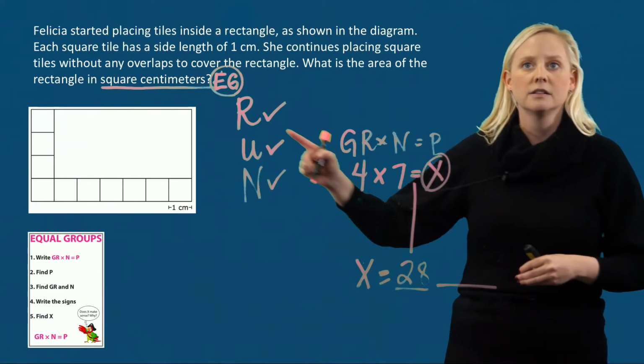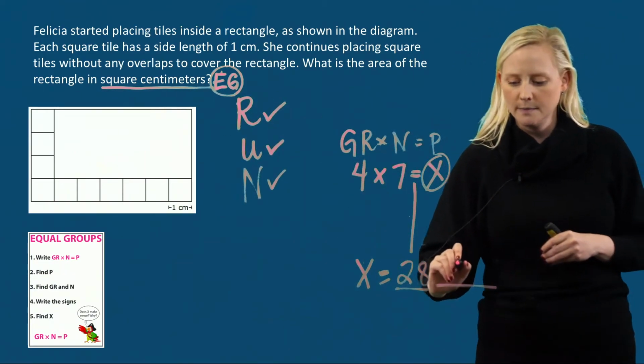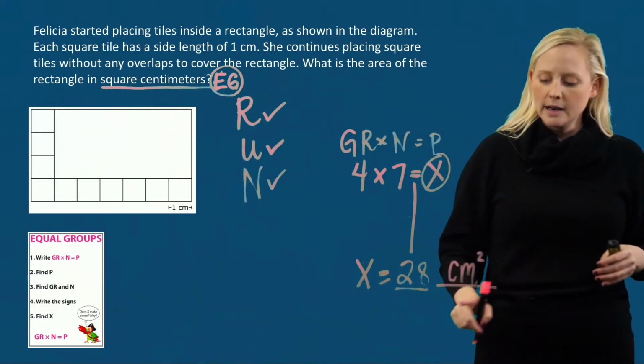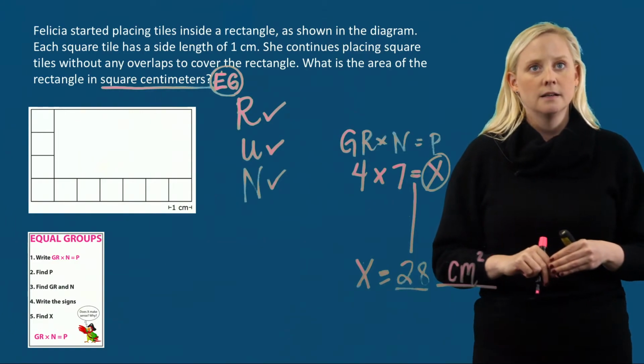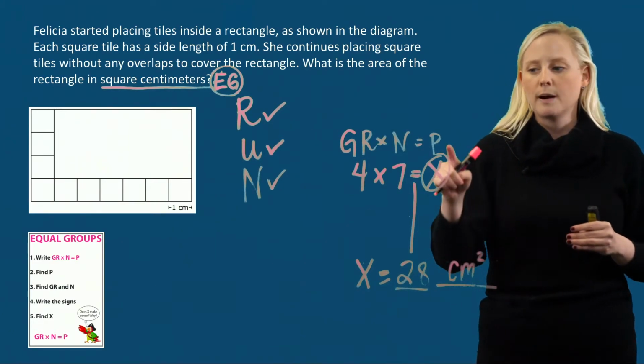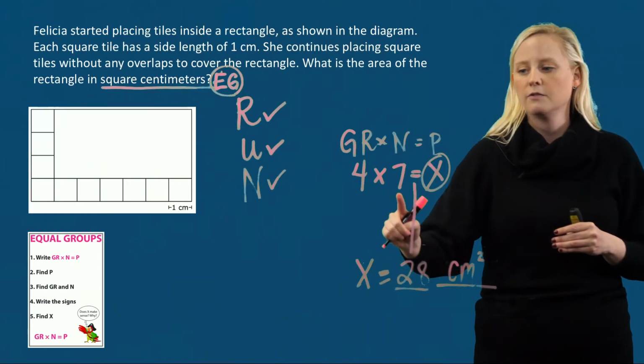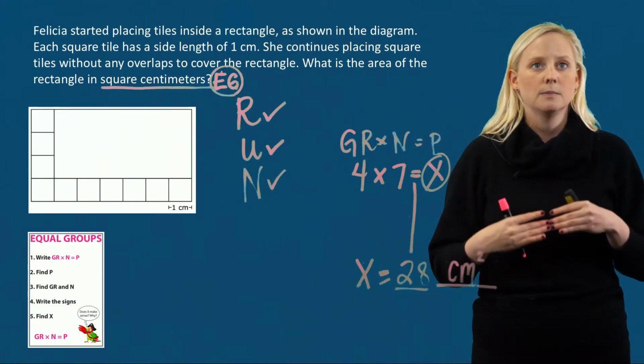My label, I can look to see what I underlined. It says square centimeters. I'm going to write cm squared. Now I know my answer makes sense because in an equal groups problem, the product is always greater than both of the numbers. Here, 28 is greater than 4 and 7, so I know my answer makes sense.